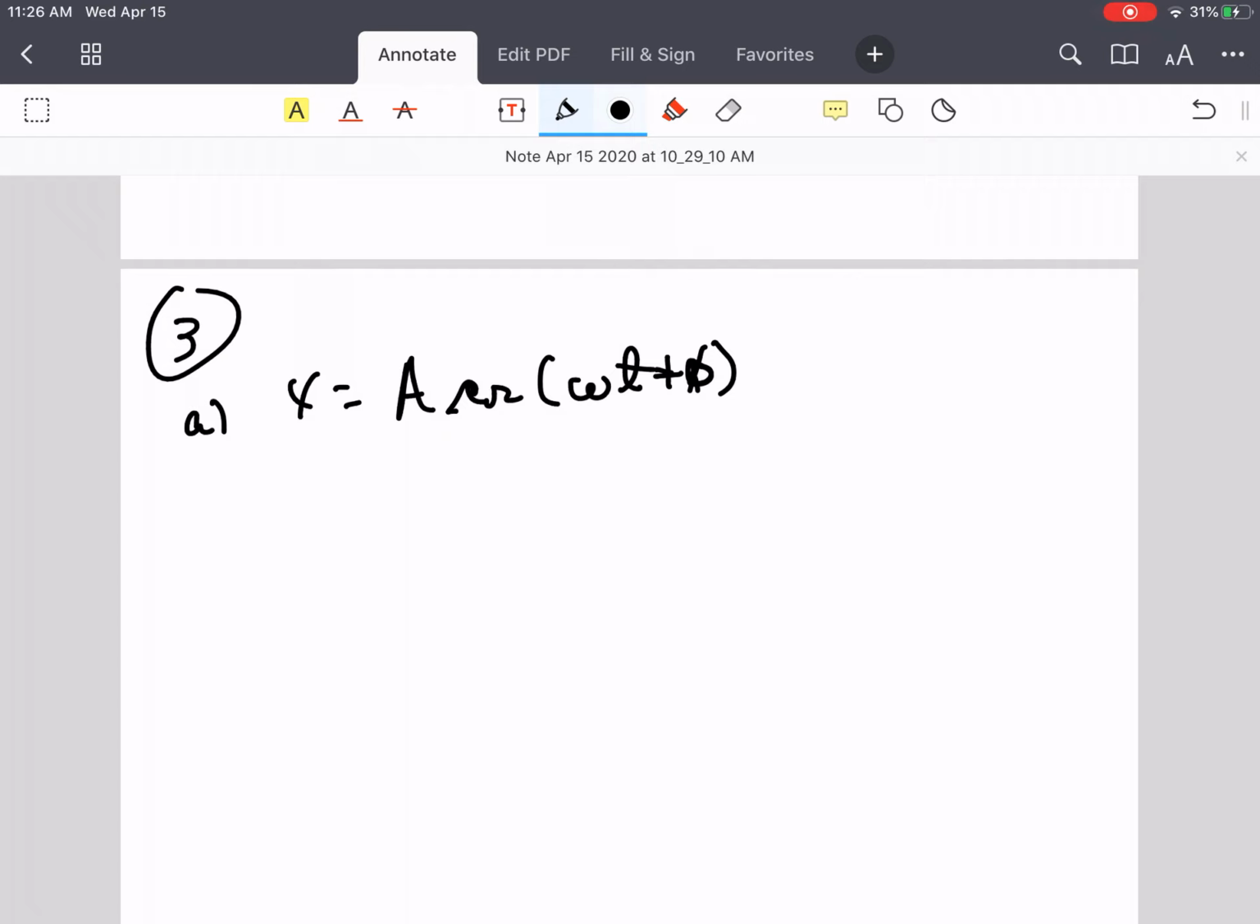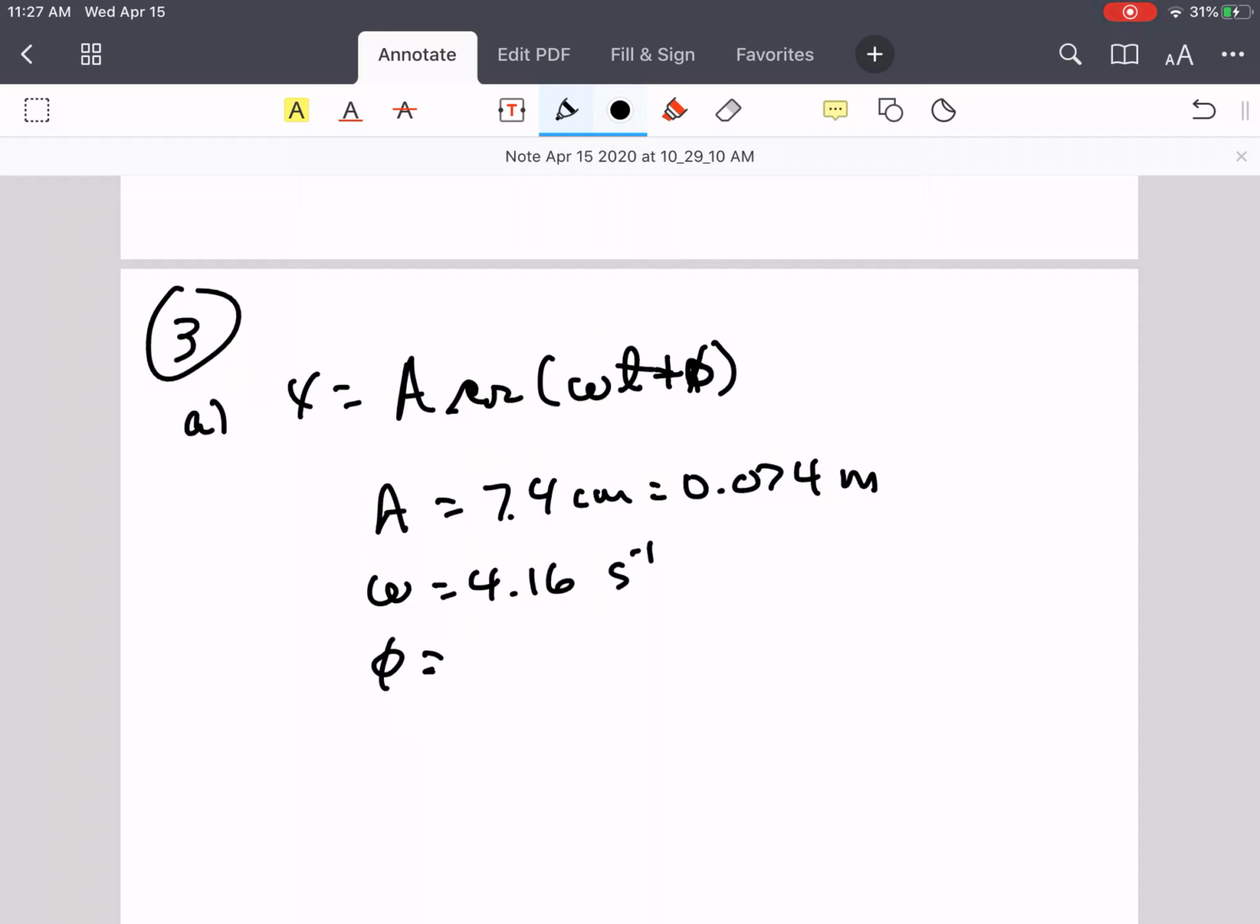We're given that the amplitude is 7.4 centimeters or 0.074 meters. We're given that omega is 4.16 radians per second. And we're given this initial phase, which is an angle in radians, is negative 2.42 radians. As a reminder, your calculator had better be in radians from here on out in the course. And finally, the mass is 1.5 kilograms.